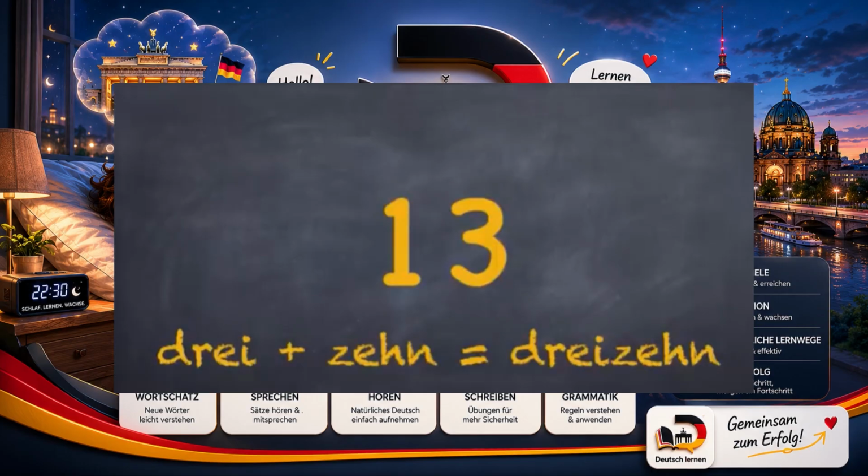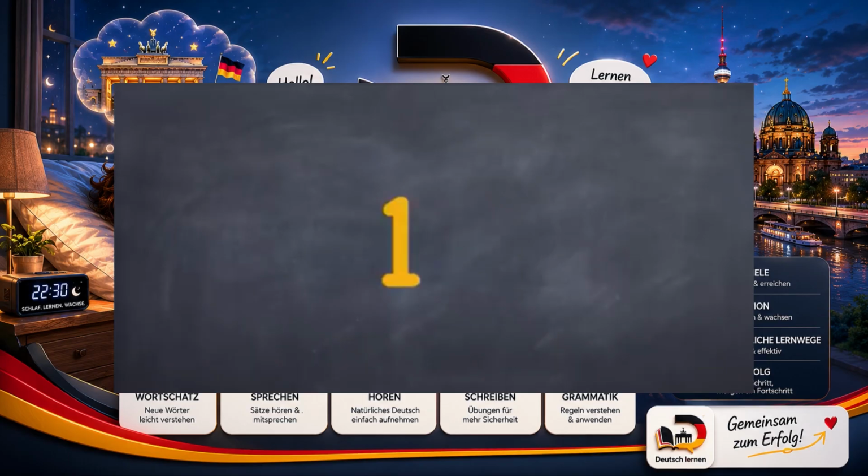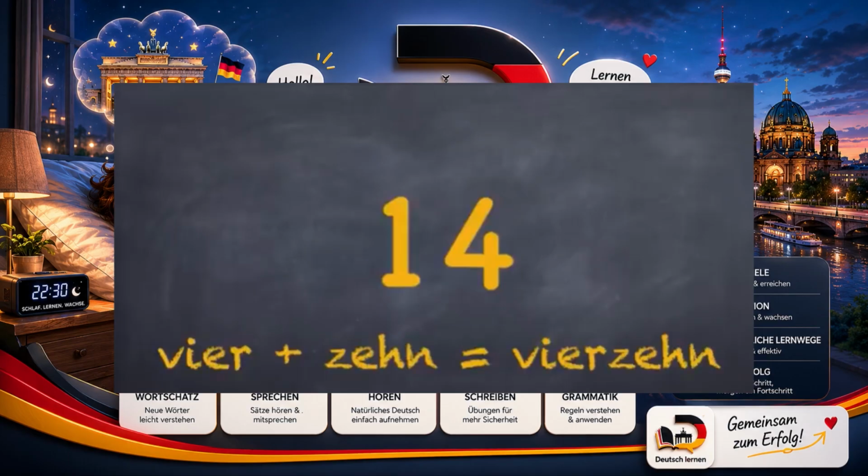Dreizehn. Once again, dreizehn. Numbers from 13 to 19 follow a simple rule: number plus 10. 3 plus 10 gives you 13. Similarly, the next one. 4 plus 10 gives you 14. Once again, vierzehn.